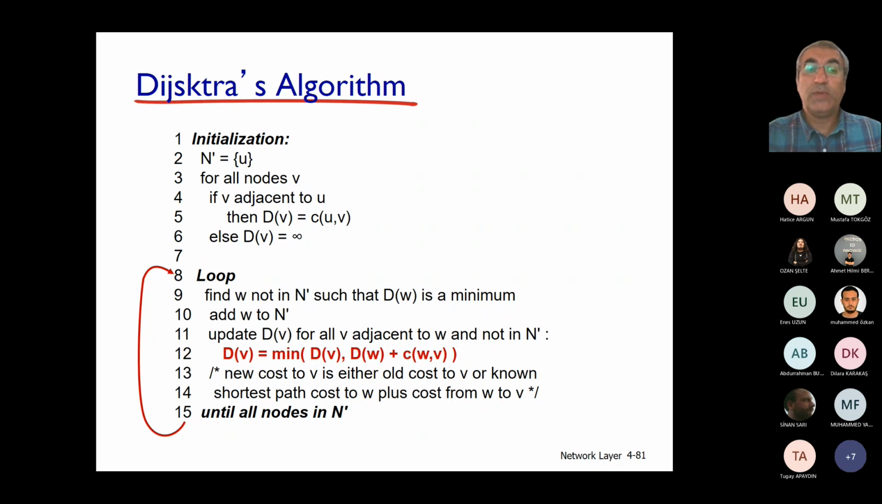So how do we update? We use this metric, which is the minimum of D of V or D of W plus cost of W and V. And we iterate this for all the nodes that are in N prime, and then we complete the algorithm.